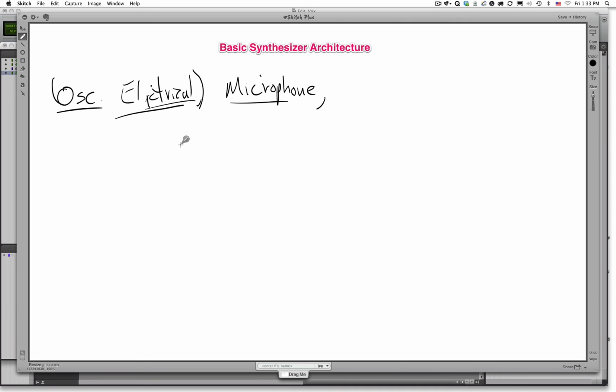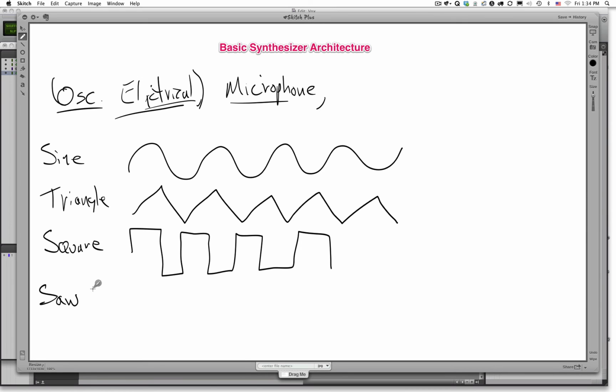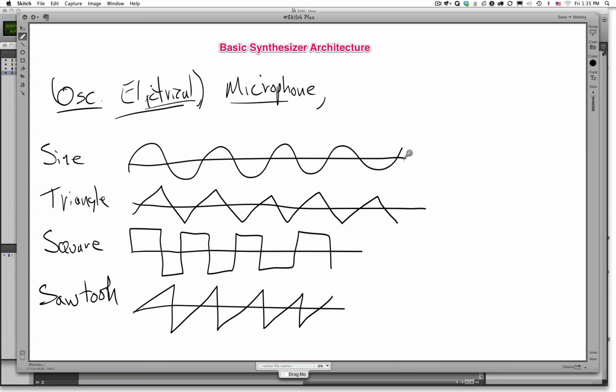There are essentially four or five types of waves that are typically produced by traditional synthesizers. They are the sine wave, the next is the triangle wave, next would be maybe a square wave. And lastly, a sawtooth wave. It looks something like that. Okay, so each of these has a center line. You can see that each of these gets its name from the fact of how it looks.